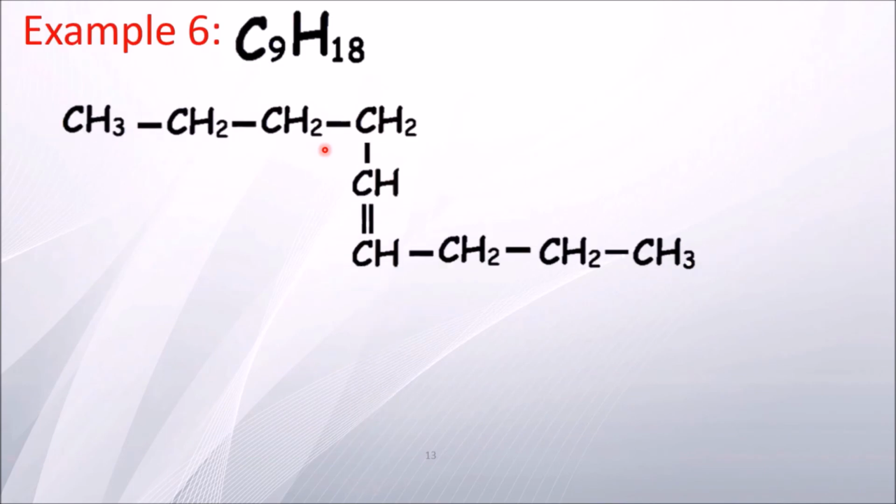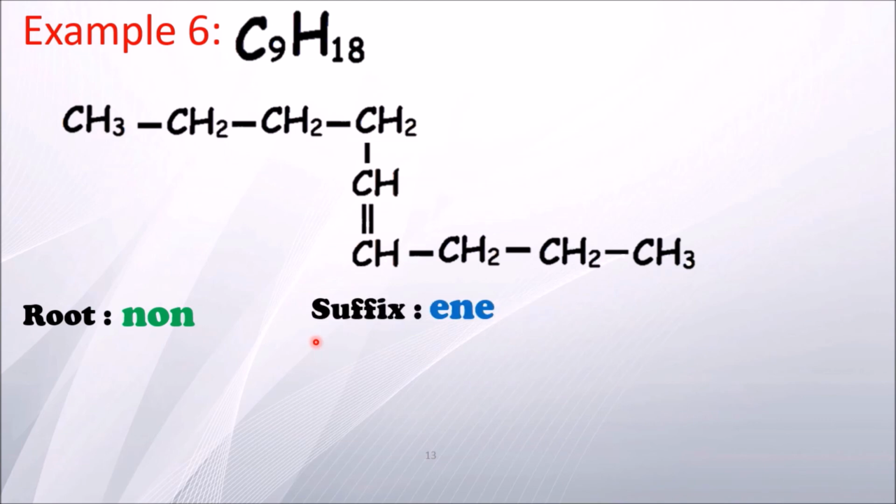Alright, so example 6, C9H18. Here we have a very long condensed structural formula. Now, the number of carbon atoms is 9, so non is going to be the root word we are going to use, non for 9. Now, the suffix is going to be ene and then the bond position.